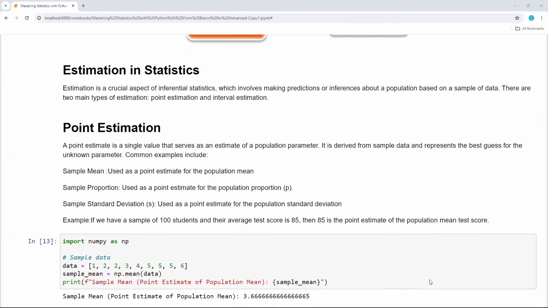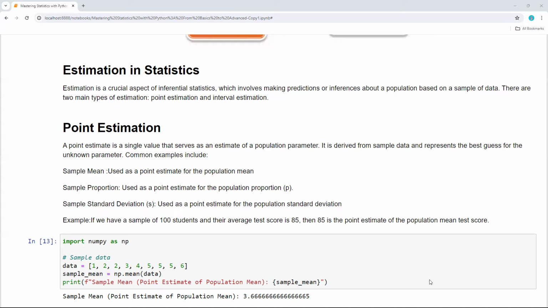Point estimation is a single value that serves as an estimate of a population parameter. It is derived from sample data and represents the best guess for the unknown parameter. Common examples: the sample mean, used as the point estimate for the population mean. Whatever mean I got for the sample will estimate the population mean. The sample proportion is used as a point estimate for the population proportion, and the sample standard deviation for the population standard deviation.